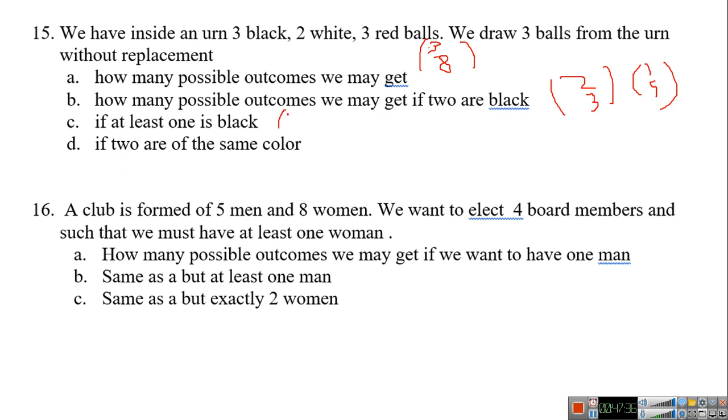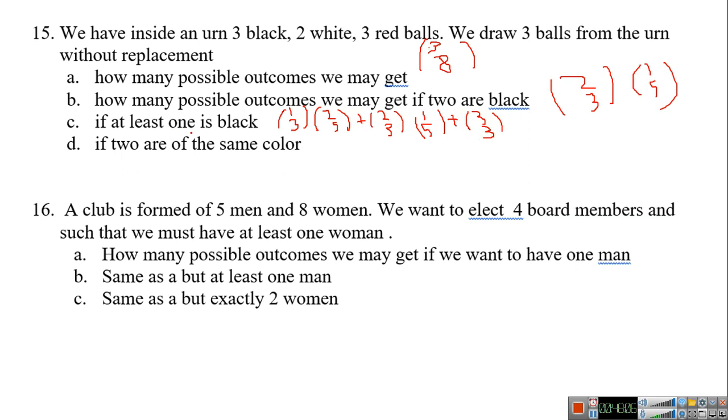At least one is black. Either you have one black and 2 not black, white or red, so 5 choices. Or 2 black and 1 can be white or red, because I want to draw 3. Or 3 are black and 0 out of 5, which is 1.